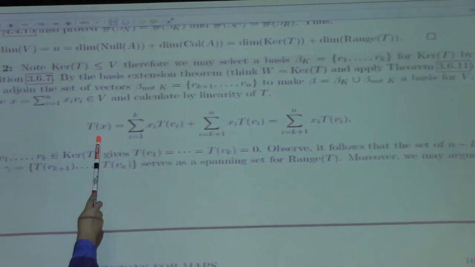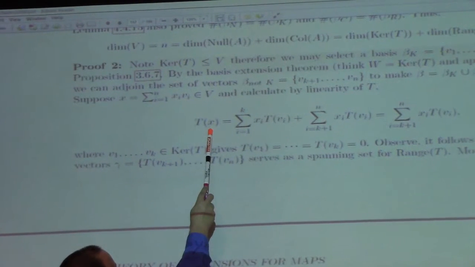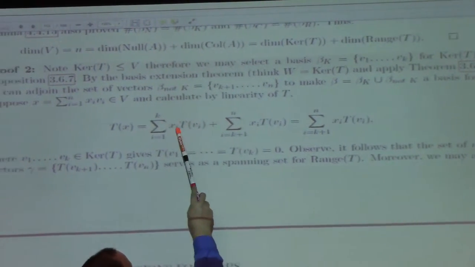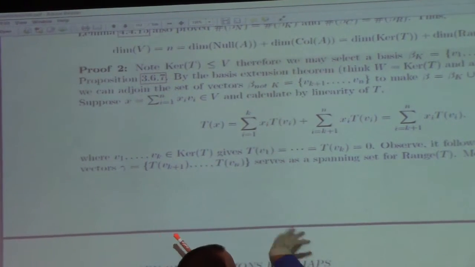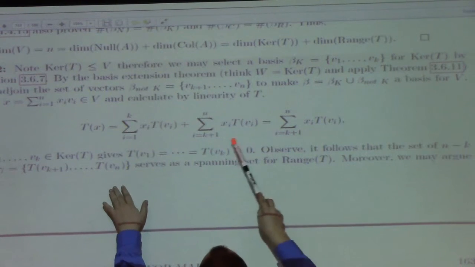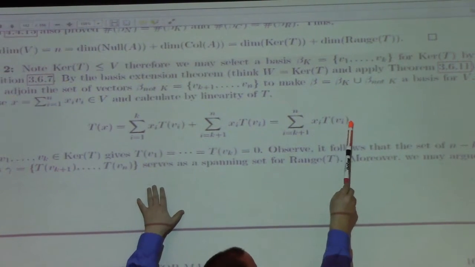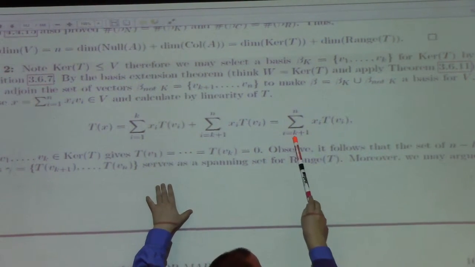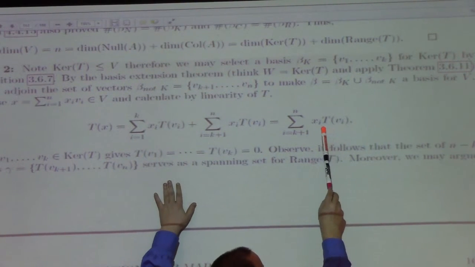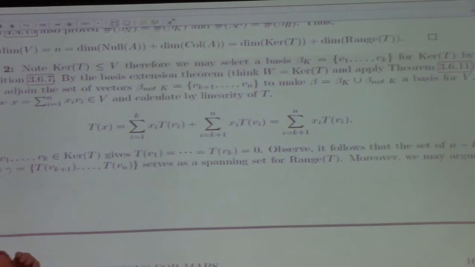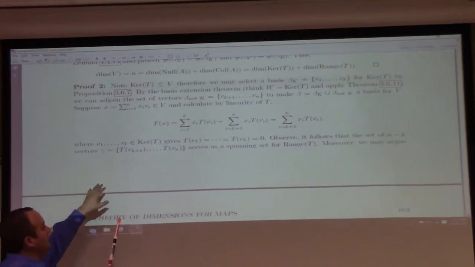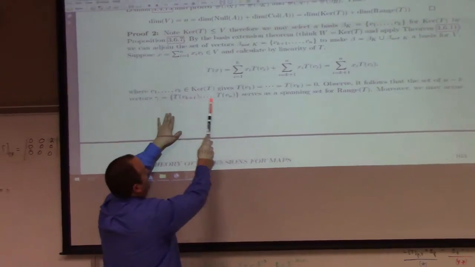Then what you do is you look at the image under T of an arbitrary vector. You got two things. You got things in the kernel and things that are not in the kernel. The things that are in the kernel go to 0. And then you've got this, right? So that's an arbitrary image of the mapping T. It follows then that T(v_i) for i equals k+1 to n, the images of the things that are not in the kernel, generate the image of the linear transformation.